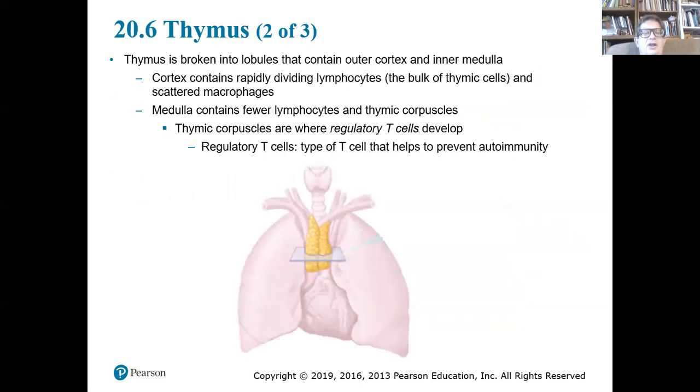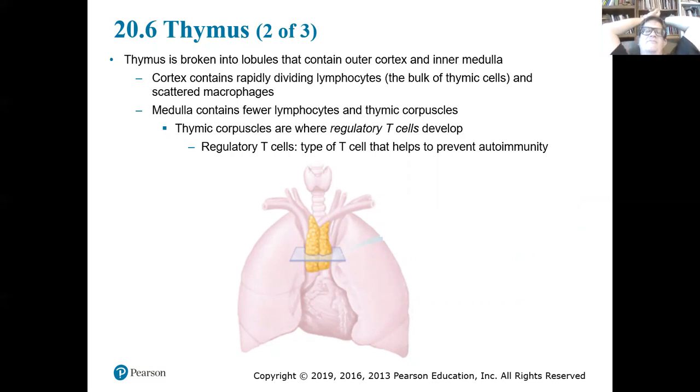But those lobes are divided into lobules, and those lobules have, here, I told you you'd see it again, a cortex, that's the outer layer, and a medulla, that medullary part is the middle. The cortex has lots of dividing lymphocytes. Those are what most of the thymus cells are, and a few macrophages. The medulla has fewer lymphocytes, fewer corpuscles, but this is where the regulatory T cells are developing.